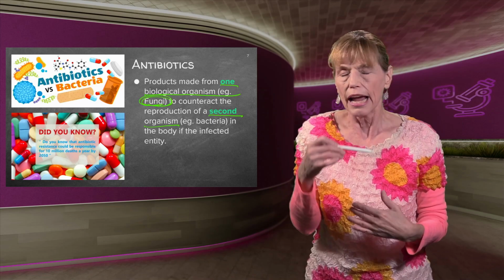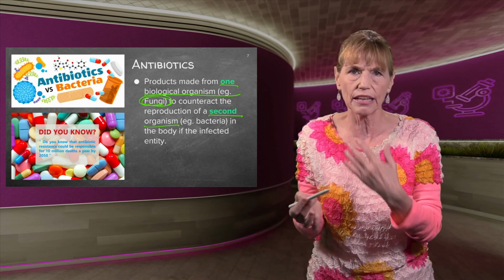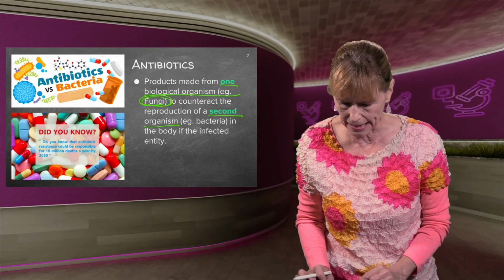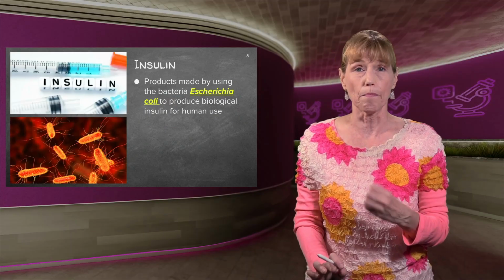Like you can give it to plants. You have some sort of antivirals that you can spray on plants. We give them to cows and things like that. Okay, the next one is insulin. Now, insulin's a big deal.